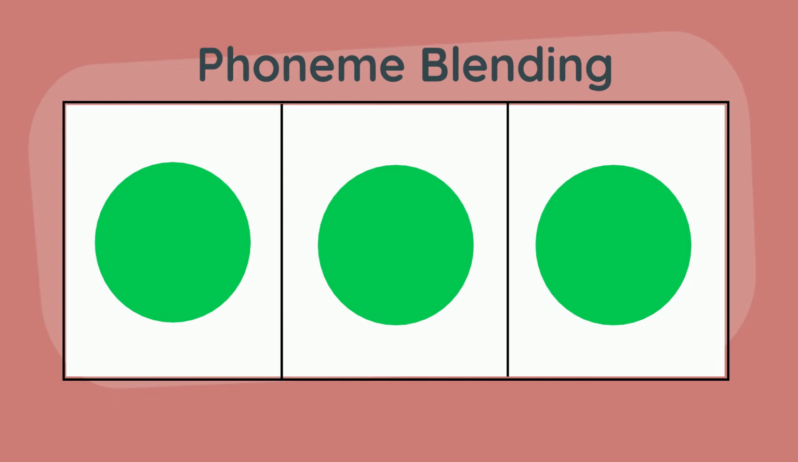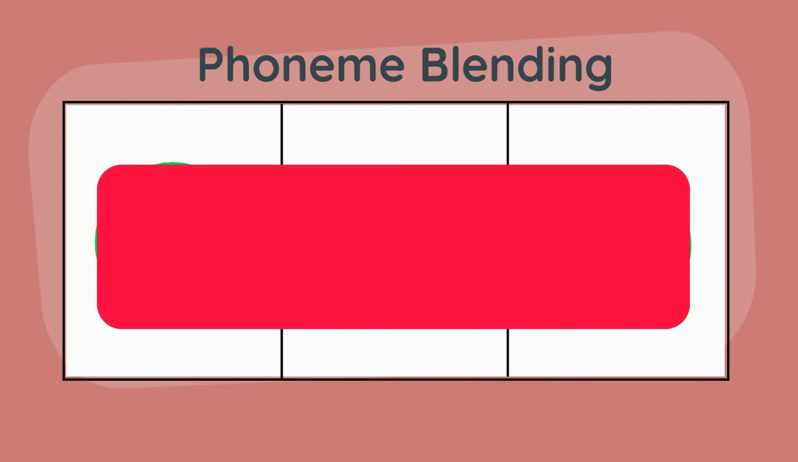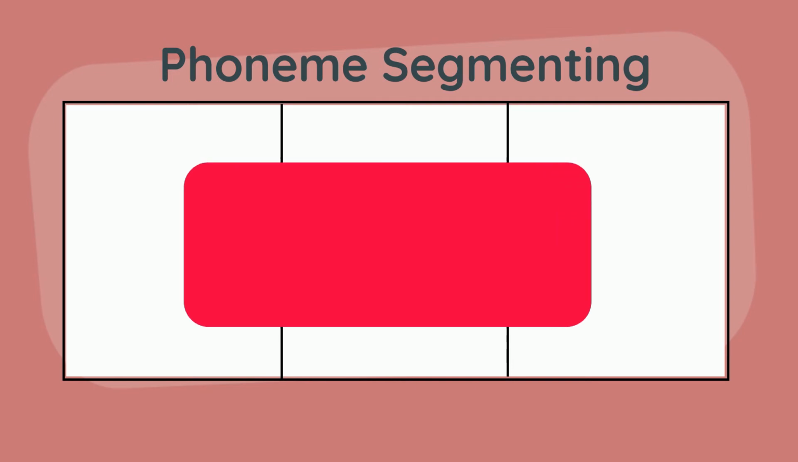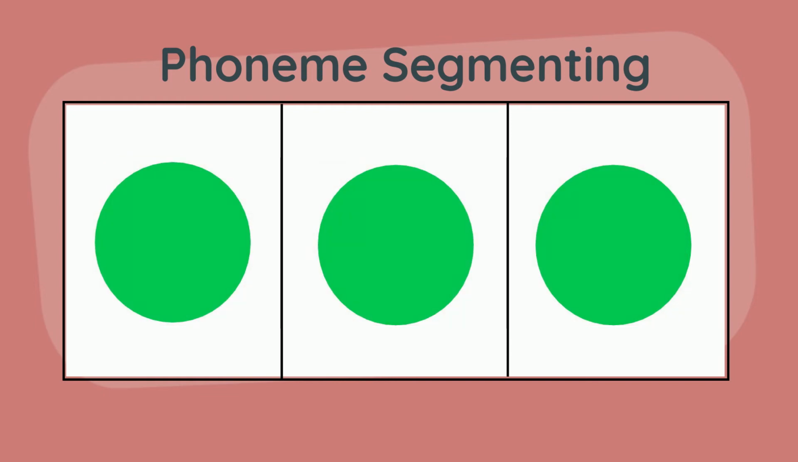To read words, we need to blend phonemes together. We start on the left-hand side and say each sound. And then we go back to the left and we blend those sounds together until we have read the word. When we want to spell a word, we need to stretch that word out until we can hear each individual phoneme. Then we need to write down the letters that represent each phoneme.